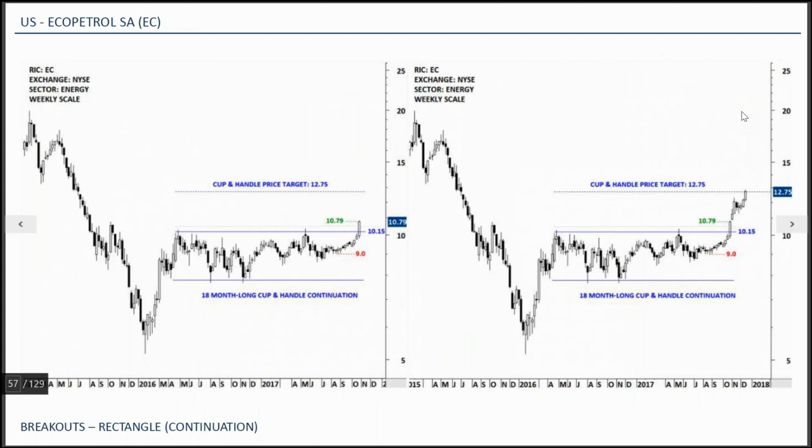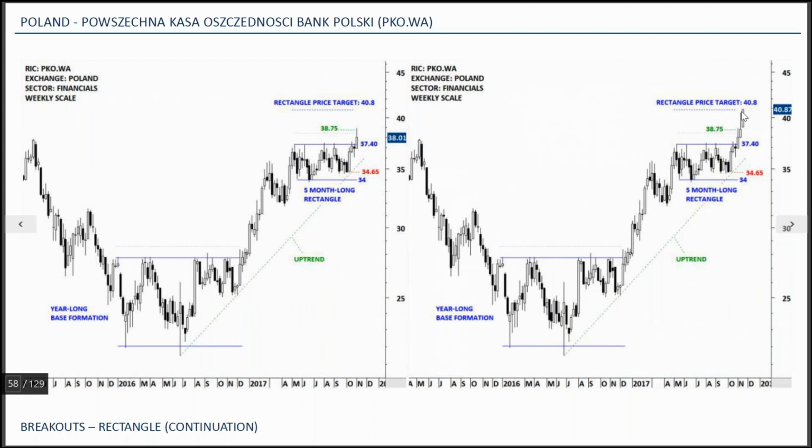This was a perfect breakout after a lengthy consolidation, 18-month long, you name it, rectangle or cup with handle continuation. And the breakout was strong, and the stock reached its chart pattern price target in a couple of weeks. You can see that we're consolidating 18-month long, and then immediately the price target is reached in a month or a little bit longer. A stock from Poland, a perfect rectangle in a steady uptrend.